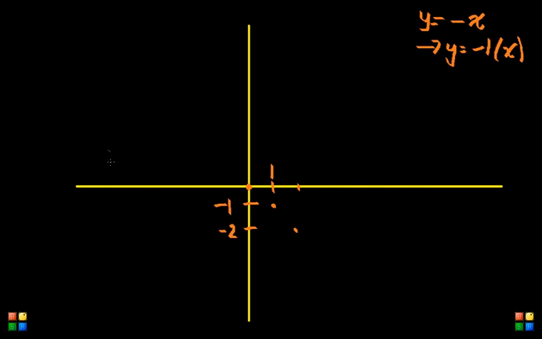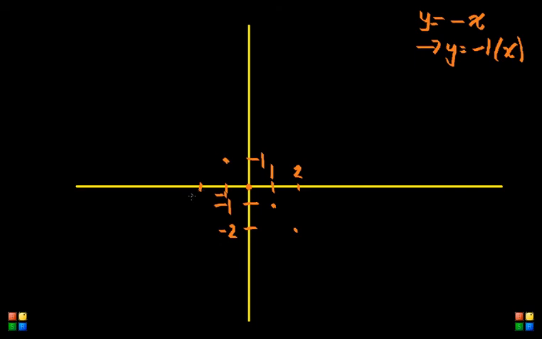Now, if x was equal to what? Whoops, let me write that in right here. So let's say x was equal to negative 1, then what's y equal to? Well, negative 1 times negative 1 is equal to what? Positive 1. Because a negative times a negative will result in a positive. So positive 1's about here. So this is 1. So it's about that point right here.